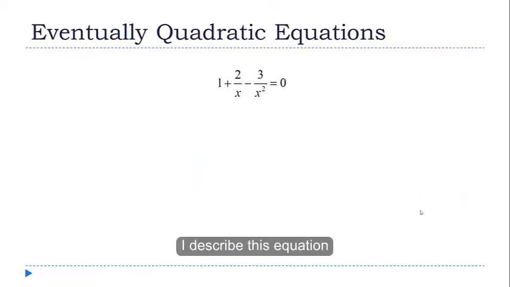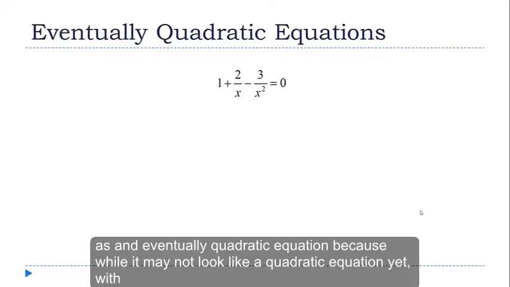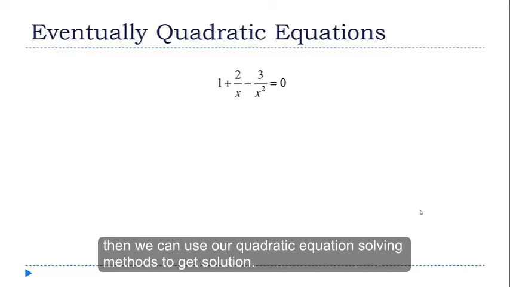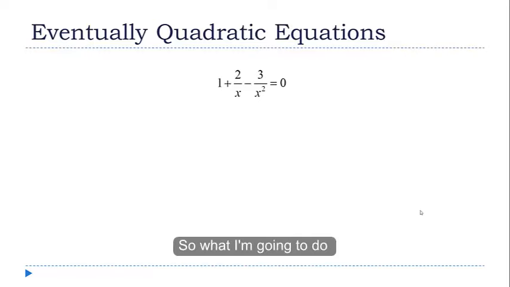Now, I described this equation as an eventually quadratic equation because while it may not look like a quadratic equation yet, with a little manipulation we can make it into a quadratic equation, which will be nice because then we can use our quadratic equation solving methods to get its solution. So what I'm going to do is multiply both sides by x squared.